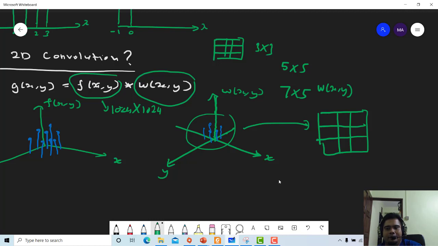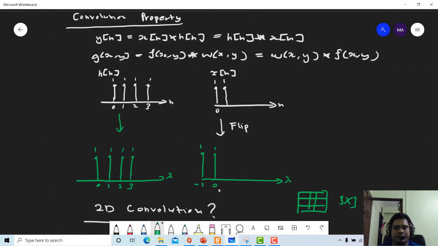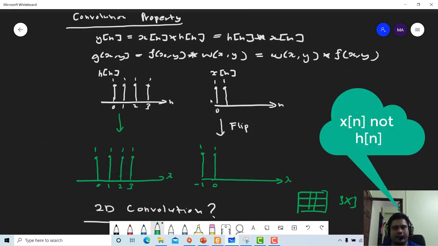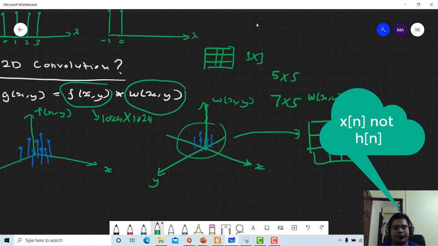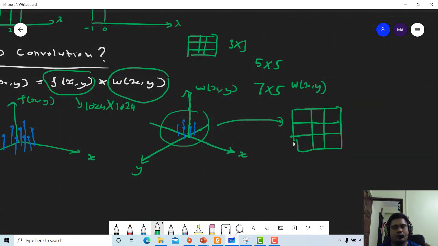If you flip hn, you just flip it in that way, which means any negative will become positive and any positive will become negative. So that is what you do here, the flipping process. In this case you are flipping your hn. In two-dimensional convolution you do the same.